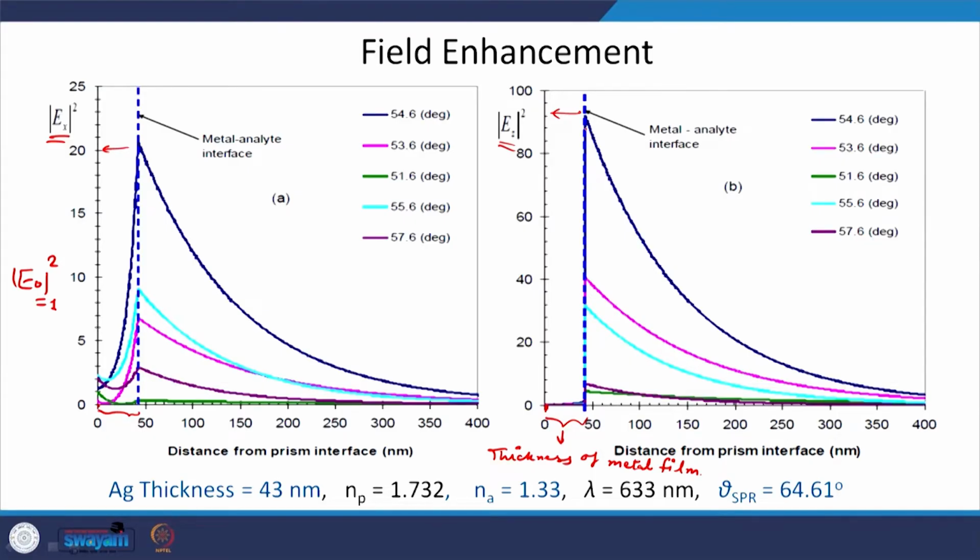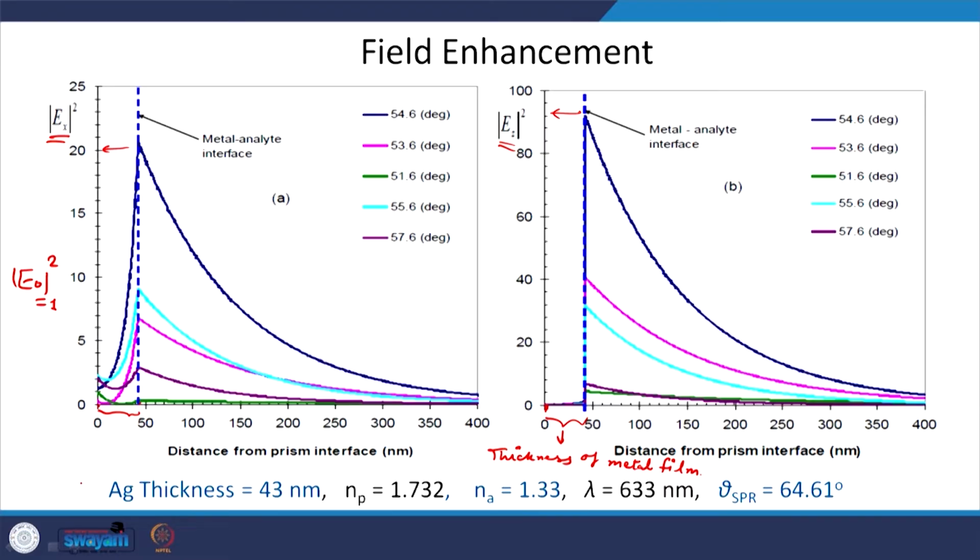Also you see that in X it is decaying exponentially. So, if you start from the metal and analyte interface and go inside the metal, what you see is that inside the metal it decays very fast, while in the dielectric medium it decays slowly. So, you can see the penetration depth, if you take 1 by e value here, you will have around 200 to 250 nanometers of the penetration depth. Similarly, it happens with Ez also.